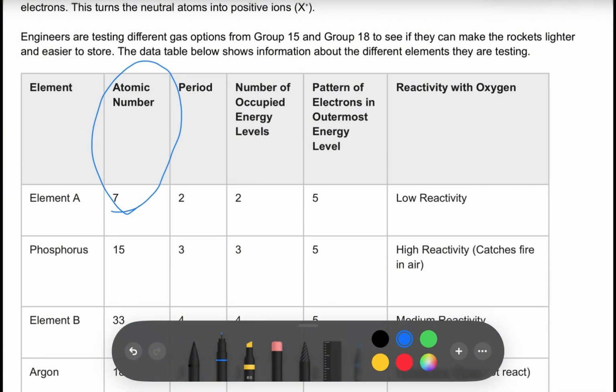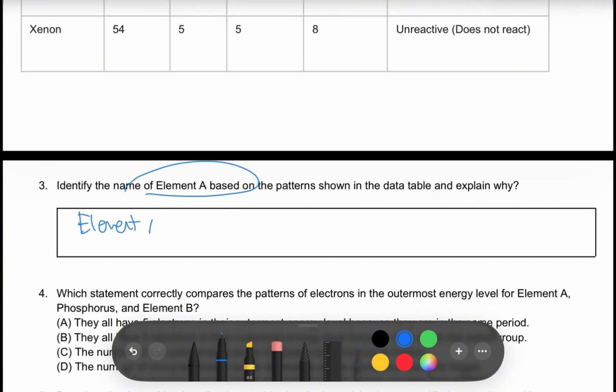And the atomic number is like an ID badge for the atoms, because the atomic number is the same thing as the number of protons. And we know that each element in the periodic table is identified through their atomic number. So the element that has an atomic number of 7 is nitrogen. So element A is nitrogen because it's identified through its atomic number of 7.